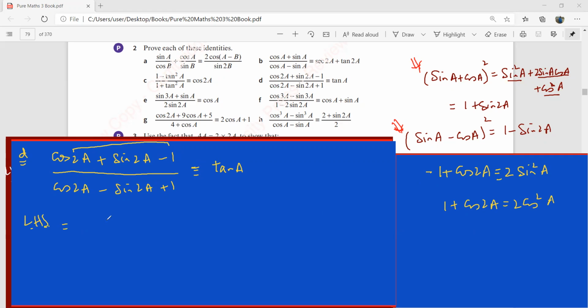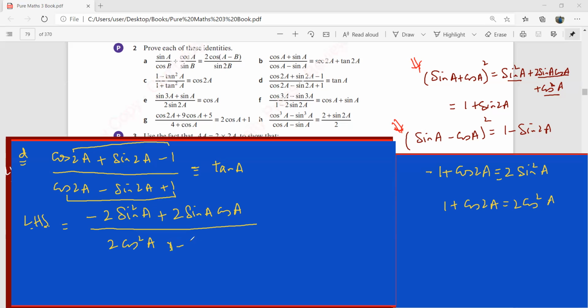So I am going to write this as minus 2 sine square a, and I'll change this with 2 sine a cos a. Okay. And I'll combine these two. I'll write this as 2 cos square a, and I'll write minus 2 sine a. And another method is striking my mind. I'll share that with you as well, inshallah.